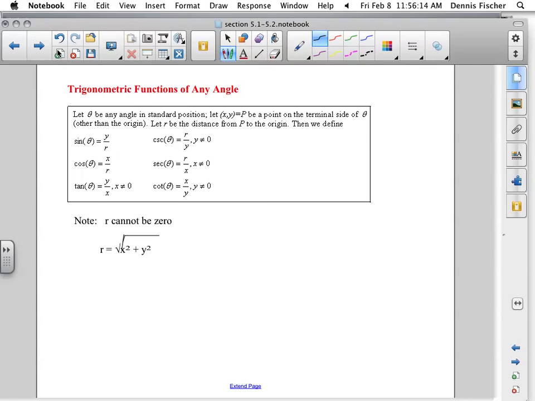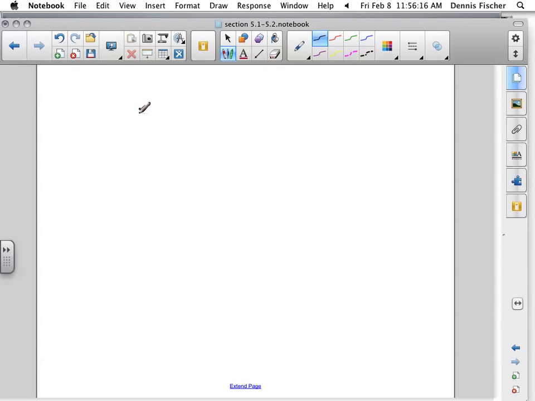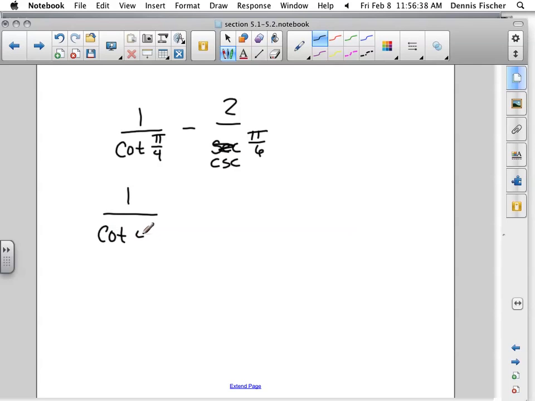So if I was rewriting this, what was it? 1 over cotangent of pi over 4, minus 2 over cosecant of pi over 6. Okay, so I rewrote it: cotangent of 45 degrees minus 2 over cosecant of 30 degrees.